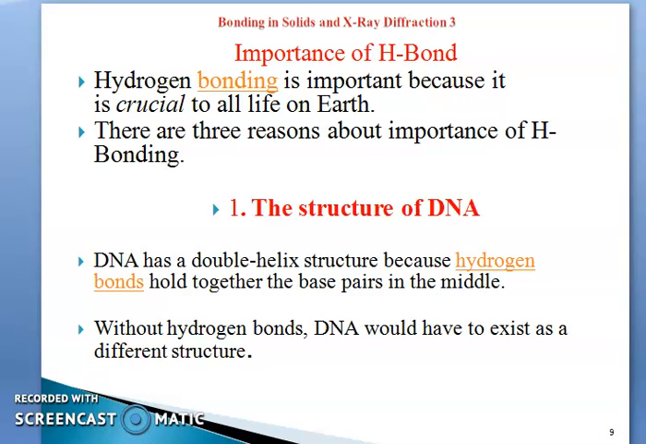First one is the DNA, structure of DNA. Biological example is what? Structure of DNA. DNA has double helix structure because of hydrogen bonds, which hold together the base pairs in the middle.